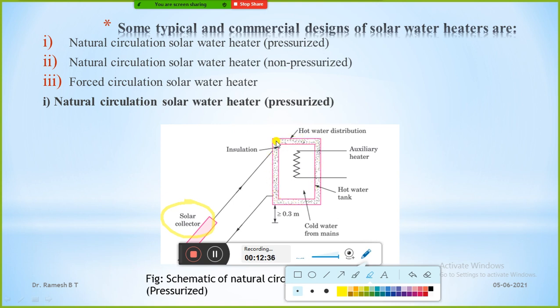The tank is covered. On your terrace, you can observe there is a flat plate collector, and nearby there is an insulated tank. The entire system is connected with your 500 or 1000 liter capacity overhead tank. From the overhead tank there is a continuous supply of water to this hot water tank, and from this tank to the collector. Like this, it will continuously heat and warm the water.